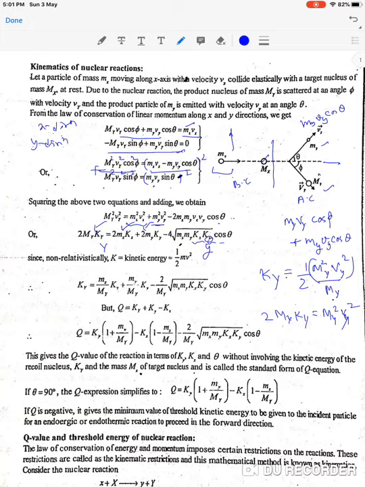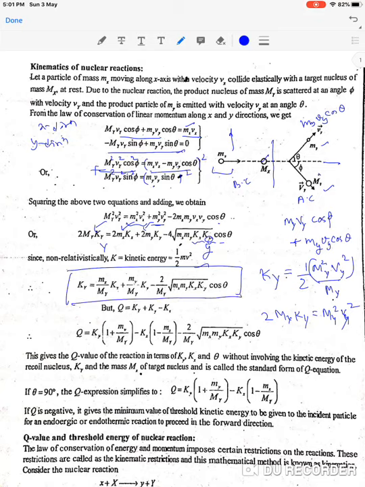Now since the non-relativistic kinetic energy is this, the kinetic energy of Y comes out to be this. Now I am sending this mass and this 2 to this side, taking 2 as common and cancelling out, and I will get this. The kinetic energy of the daughter nuclei is actually equal to this.